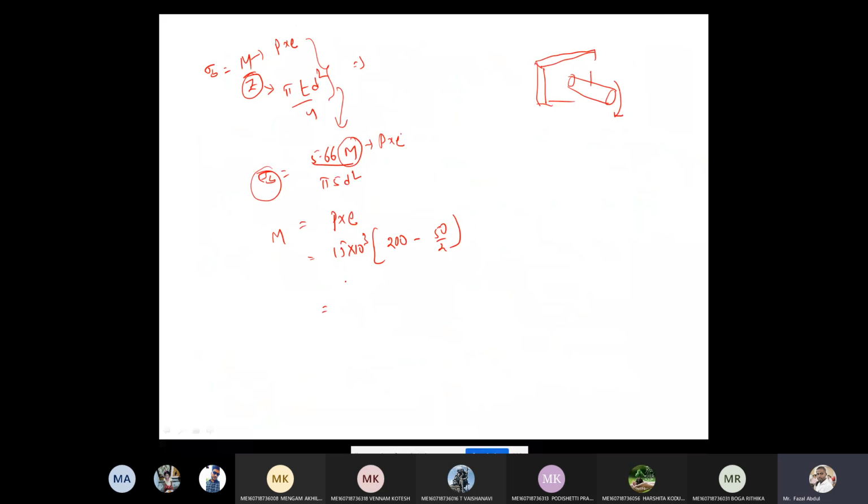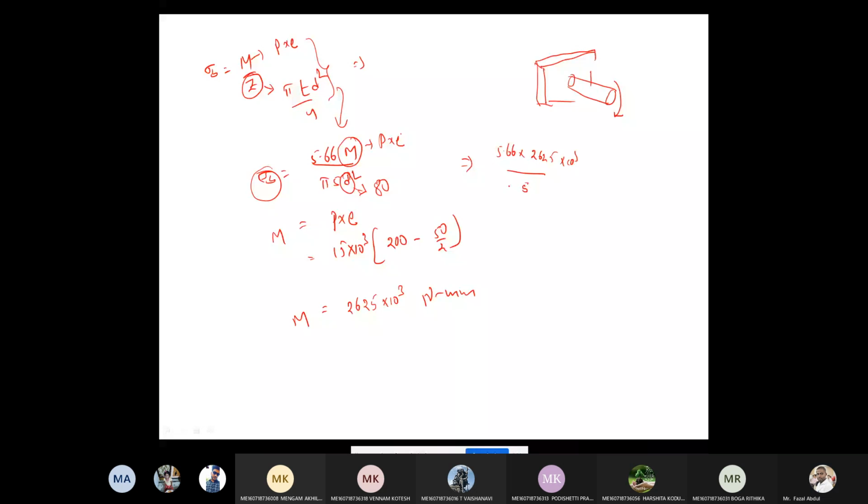Now, what M value did we get? Tell me the M value, P into E. 2625 into 10 to the power of 3. Very good. What are the units? Newton mm. Now substitute the M value here. The D value is already given in the question: diameter of the rod is 80 mm. Now the answer will come in terms of S: 5.66 into 2625 into 10 to the power of 3 by pi into S into 80 square.